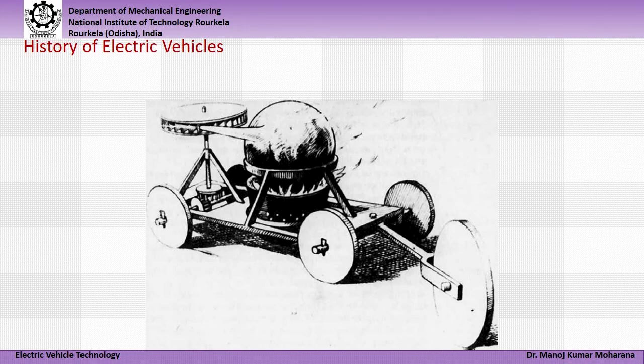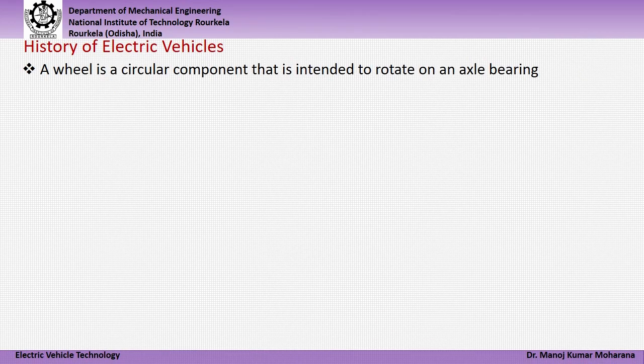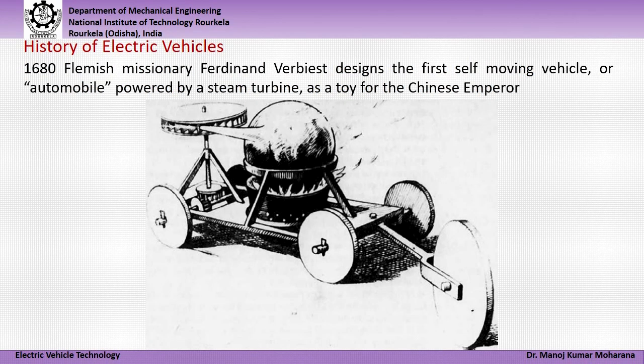And here you can find a model of the steam turbine powered fast moving vehicle where thermal energy is being used to move an automobile, which was demonstrated in the year 1680 by Flemish missionary Ferdinand Verbiest, who is the first person to design a self moving vehicle where we provide the thermal energy as the input to convert water into steam, and the high pressure steam is used to run a turbine system that, with the help of some gear type arrangement, runs the wheels of the vehicle.